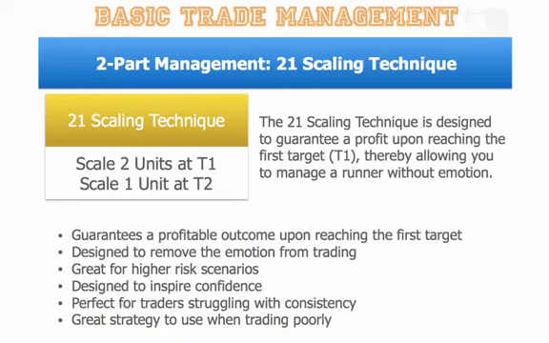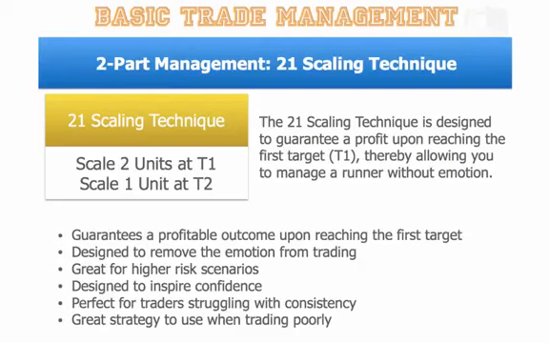But this is the 21 scaling technique, and this one guarantees a profit upon reaching the first target because you're scaling out of 2/3 of the position at T1. So when you leave your exit and your stop at the original stop level on the last third and you hit it, you still make a profit because you doubled down on the T1. So in this case, you're guaranteeing yourself a profit, which really helps you manage that last runner without emotion.